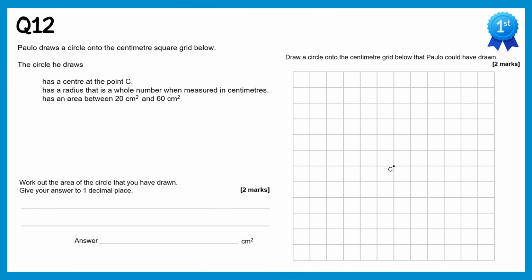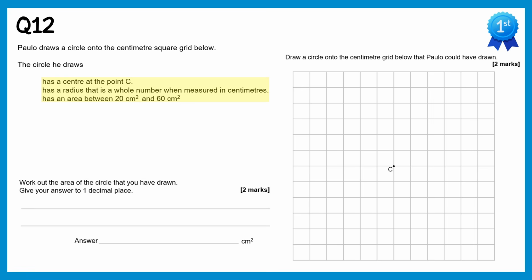In this question, we've been given some information about a circle. We know it has a centre at point C. We've also been told the radius is a whole number measured in centimetres, and the area of the circle is between 20 and 60 centimetres squared. So we need to try and draw a circle that fits this information.